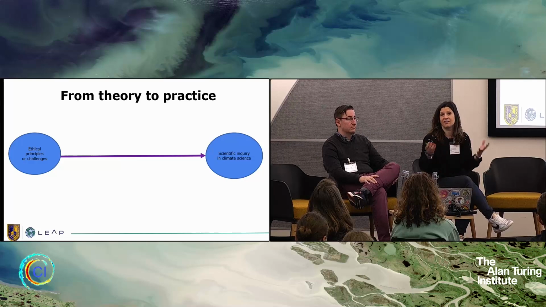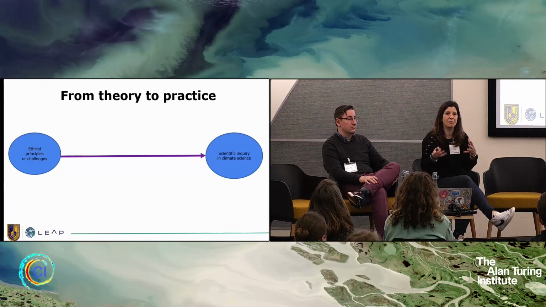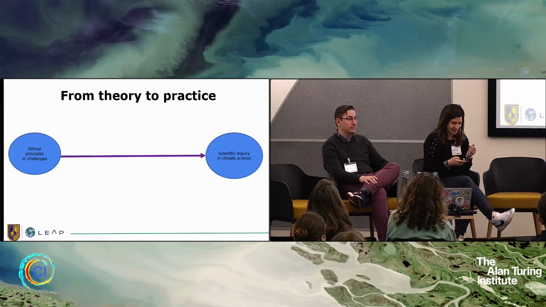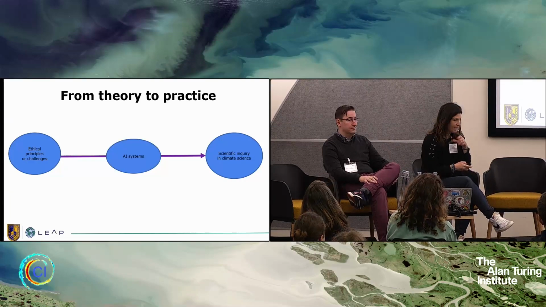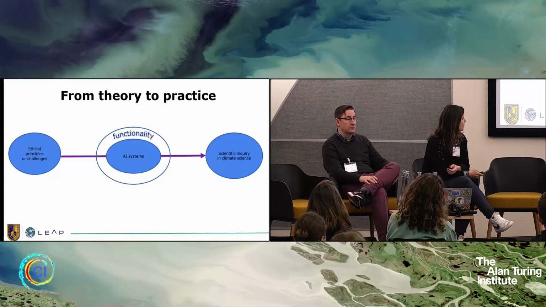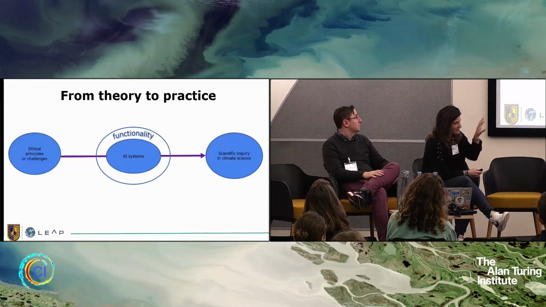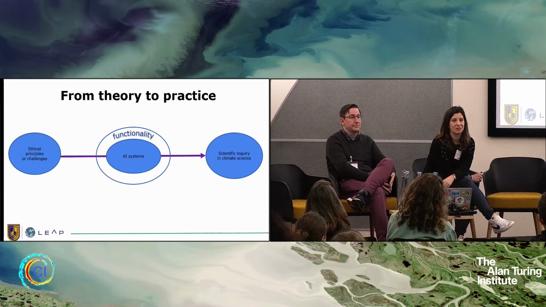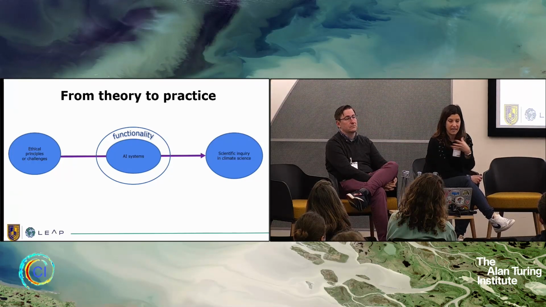And clearly this is not exclusive to AI systems, but I do believe that AI systems add a level of opacity to this process. And I'm hoping that we can do this perhaps through the lens of functionality, and to reflect on the role of explainability in this process.